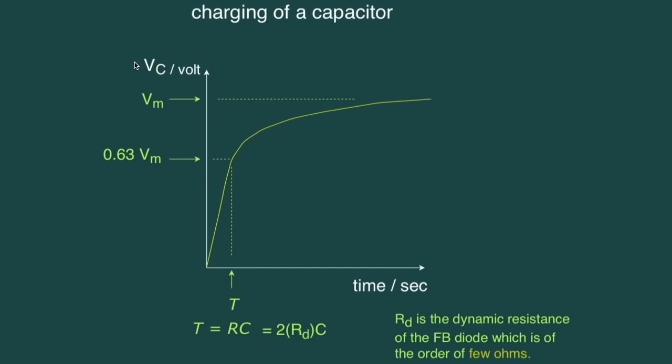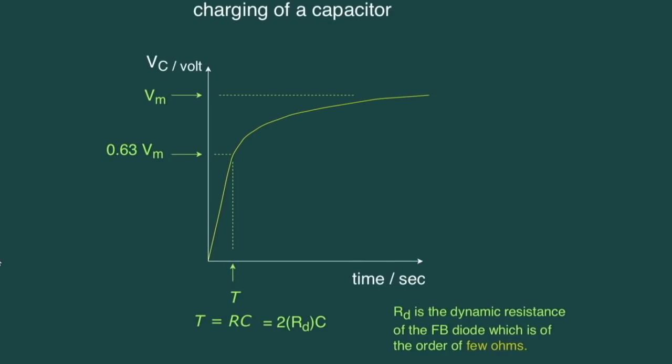This is a graph of voltage across a capacitor as a function of time, and we see that it is an exponential curve. Initially, if capacitor is fully discharged, at t equal to 0, the voltage would be 0, and then it will increase exponentially going towards the maximum value Vm. In one time constant, the voltage across capacitor will reach to a value of 0.63 times the maximum value.